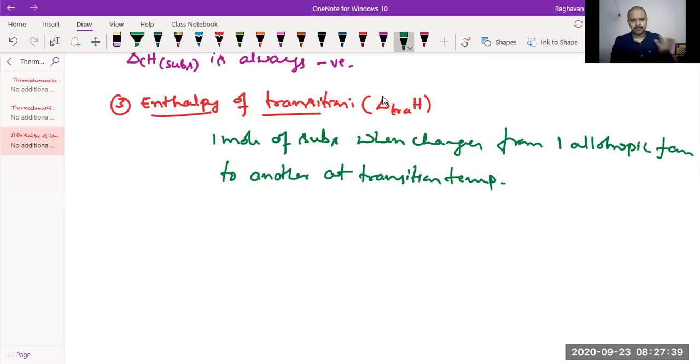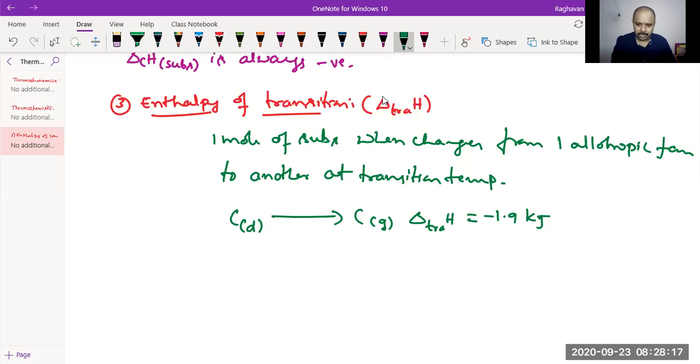transition. Now substances exist in different allotropic forms. For example, carbon in diamond, when converted to carbon in graphite, the enthalpy of transition delta trans H is minus 1.9 kilojoules. So this represents 1 mole of carbon in diamond getting converted to 1 mole of carbon in graphite, with enthalpy change minus 1.9 kilojoules.